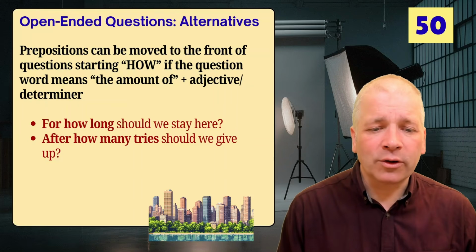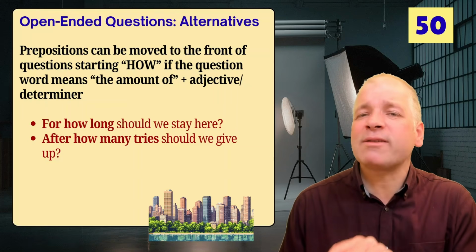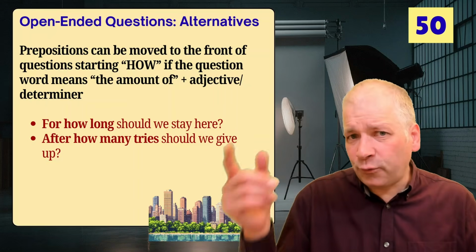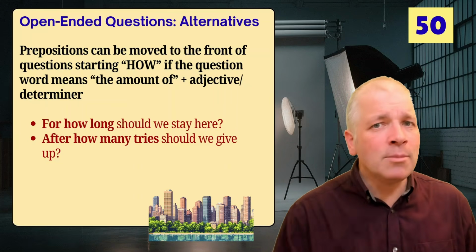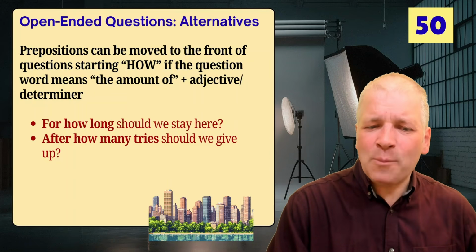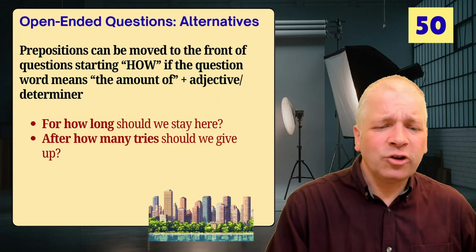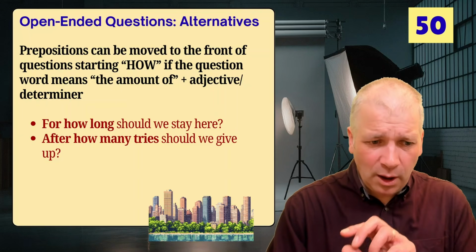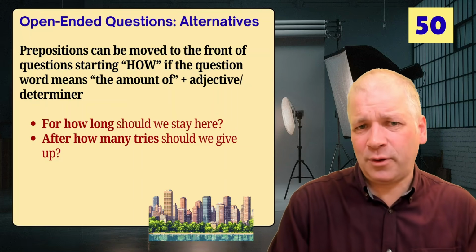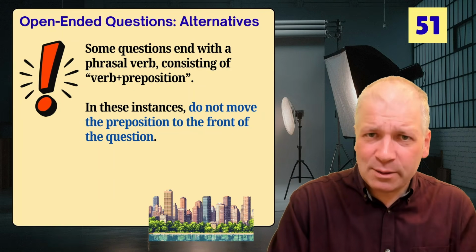For how long should we stay here? That's an alternative for how long should we stay here for? So if how long was the beginning of the question, for was at the end, you can move for to the beginning to make it more formal. Also, after how many tries should we give up? That's the same as saying how many tries should we give up after? So after can be moved to the front. But we wouldn't move up to the front because it's a part of give up. And this is because it's a phrasal verb.